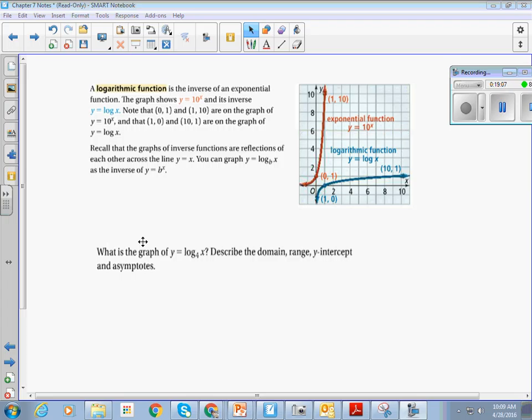You can graph y equals log base b of x as the inverse of y equals b to the x. So let's go ahead and do that. What is the graph of y equals log base 4 of x? Describe the domain, range, and y-intercept.